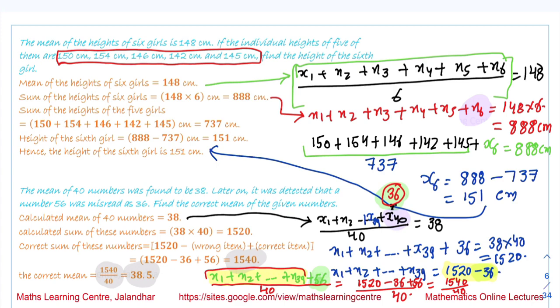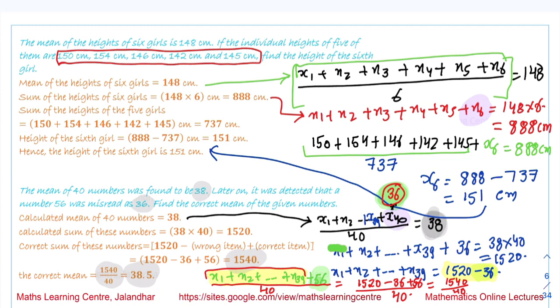I am again repeating this question. It is given that the mean of 40 numbers is 38. We are saying the number 56 was misread as 36. So when the mean of 38 was obtained, this number was taken as 36, but later we come to know that this number is 56.